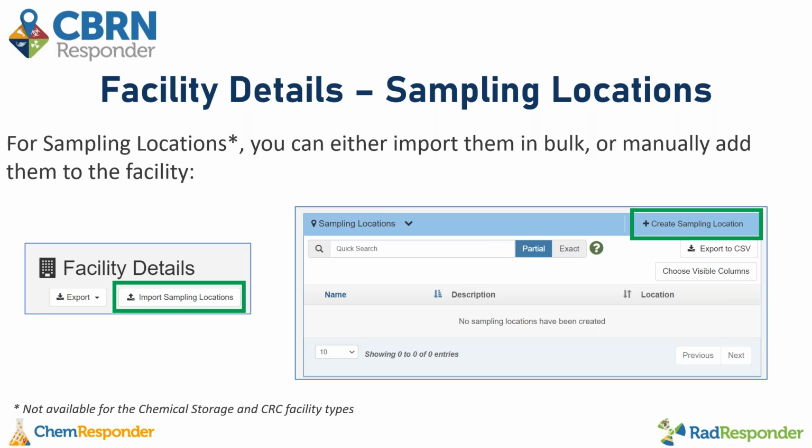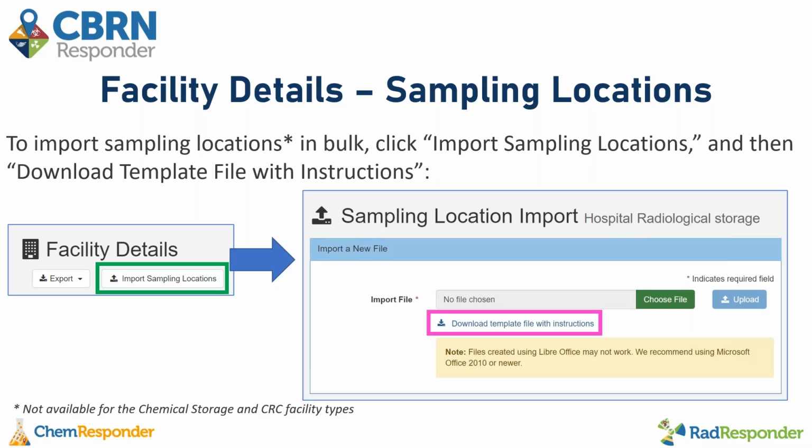So in order to add sampling locations to your facility, you can either import them in bulk from that top section under facility details, or if you scroll down on the facility details page, you can add them manually. I'm just going to discuss how to import them in bulk.